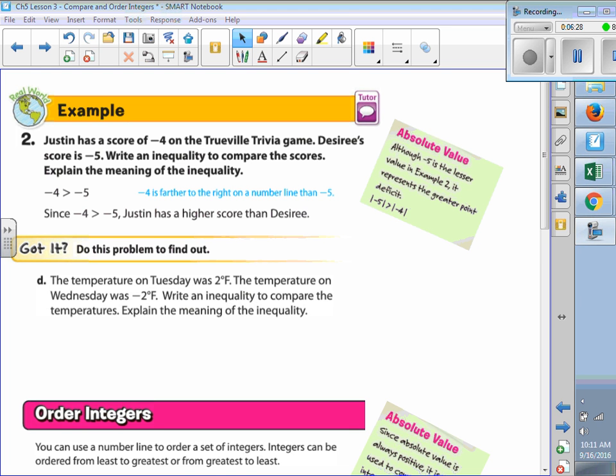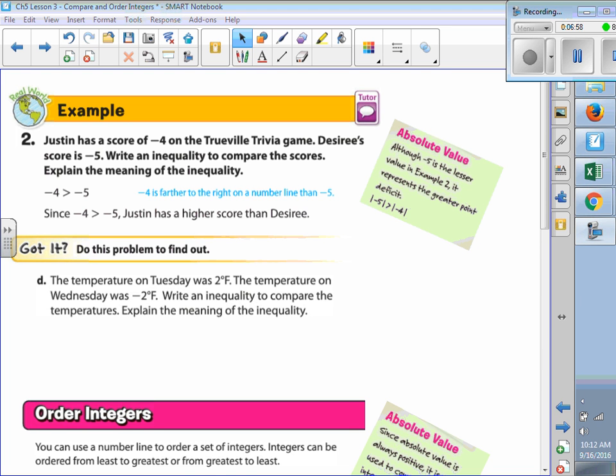Okay? Now this is actually what we just talked about. Although -5 is the lesser value in example 2, it represents the greater point deficit. What they're talking about there is the absolute values, and also what we just wrote down in the previous example. The lower the number, the greater the size. Got it? Okay.